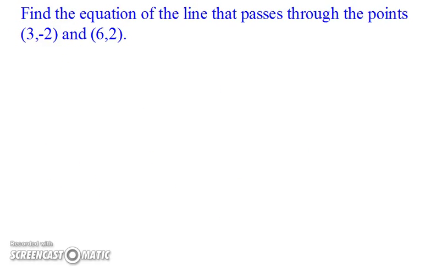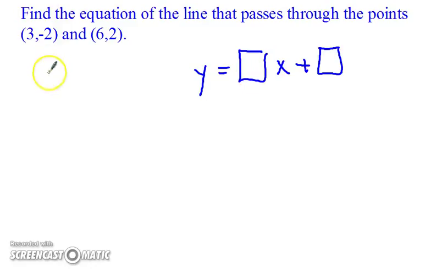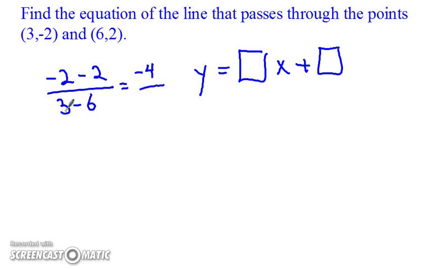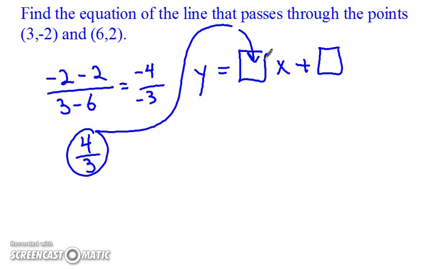Here's another example. Find the equation of a line that passes through the points (3, -2) and (6, 2). Well, again, I need to find out what goes in this box first, and then I'll find out what goes in the second box. To get the slope, I'll subtract the y's and the x's. The rise goes on top. Negative 2 minus 2 on the top. 3 minus 6, I'll go in the same order as the top one. Negative 2 minus 2 is negative 4. 3 minus 6 is negative 3. So I get a slope of 4/3. And that is what we put in this box.